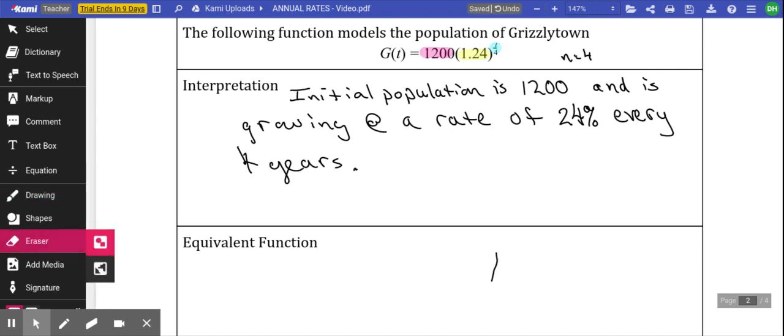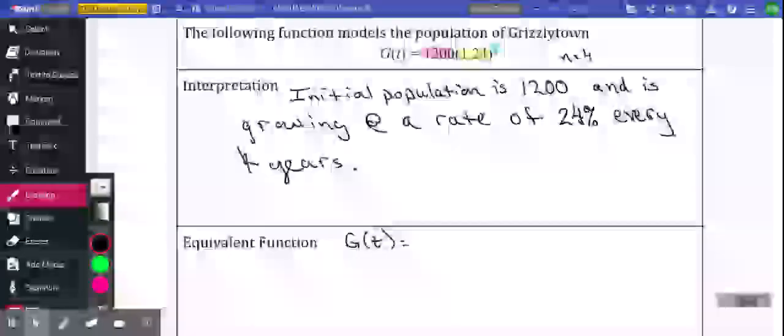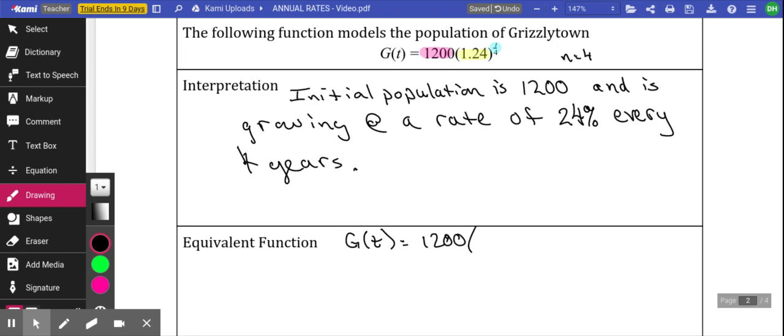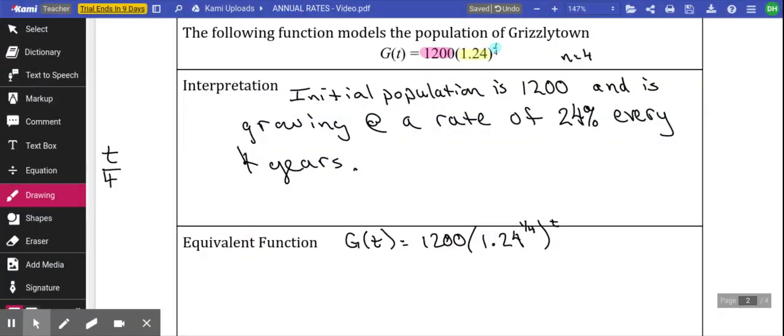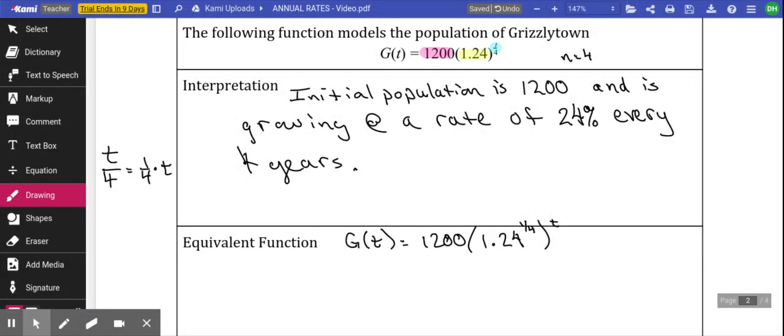So what I'm going to do is decompose that exponent. I'm going to rewrite g of t as 1,200 times 1.24 raised to the 1/4 power, in parentheses, raised to the t. So instead of t divided by 4, we're visualizing it differently. I'm going to make a note here: t divided by 4 is equivalent to 1/4 multiplied by t. And then we're just separating those two things. So the 1/4's on the inside, t's on the outside.